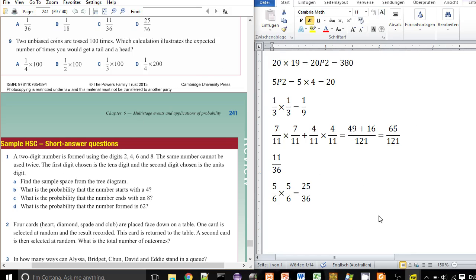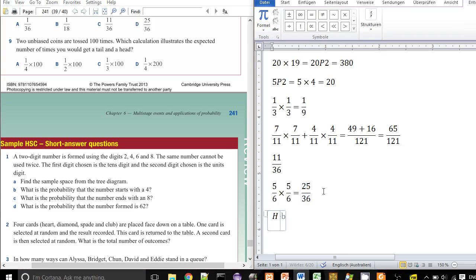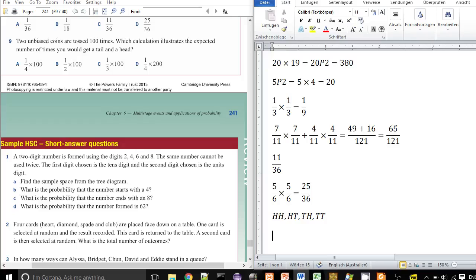So there's, I'll just list it here. There's 4 possibilities: heads heads, heads tails, tails heads, tails tails. Notice that there are 2 cases where you get a head and a tail, so 2 out of 4 in total. So there's a 50% chance. So it'd be this one, half of the time.